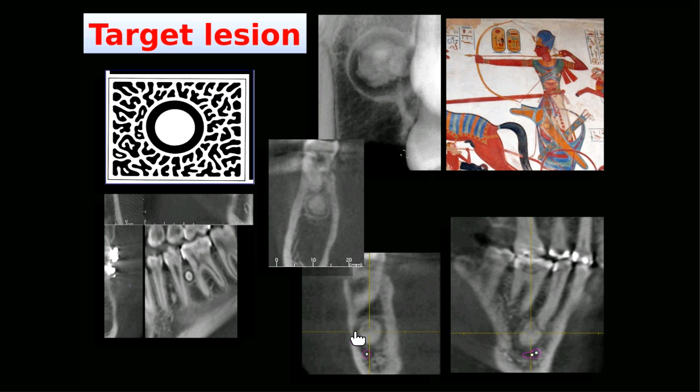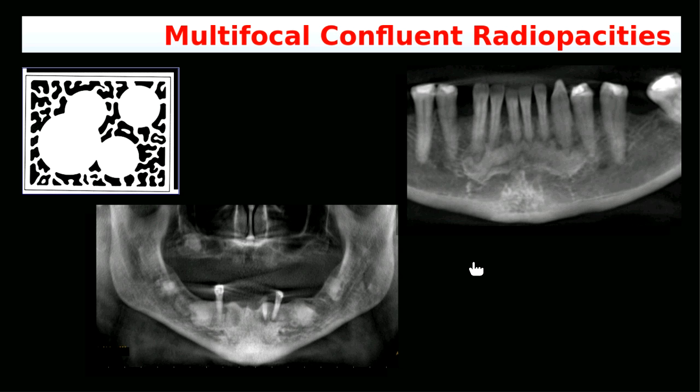And there are other areas. This is a case of odontoma, compound odontoma, where you can see all these teeth here, and you can actually count them. So these are the target areas, and based on that you have your own definition.